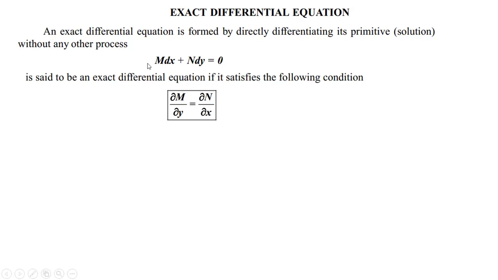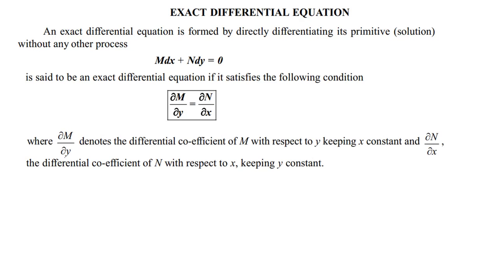It can either be a function of x only, or y only, or both x and y. The same applies to N. So when you find ∂M/∂y, you also find ∂N/∂x, and you have to check whether the two functions that you found are equal. If they are equal, then the given differential equation is an exact equation.